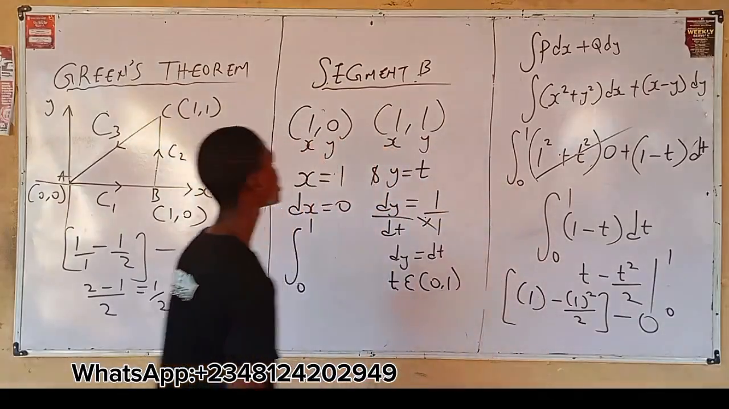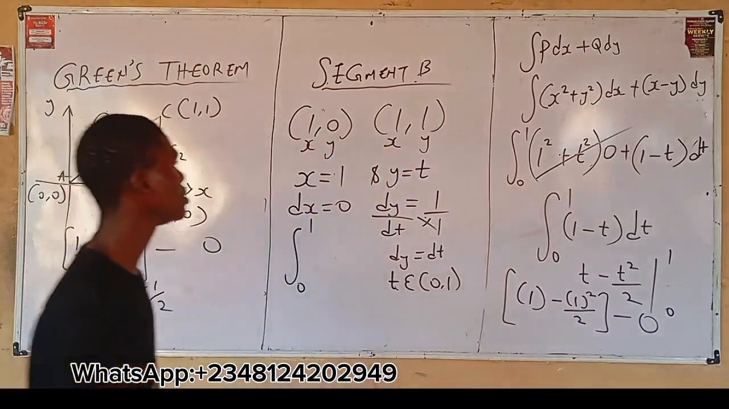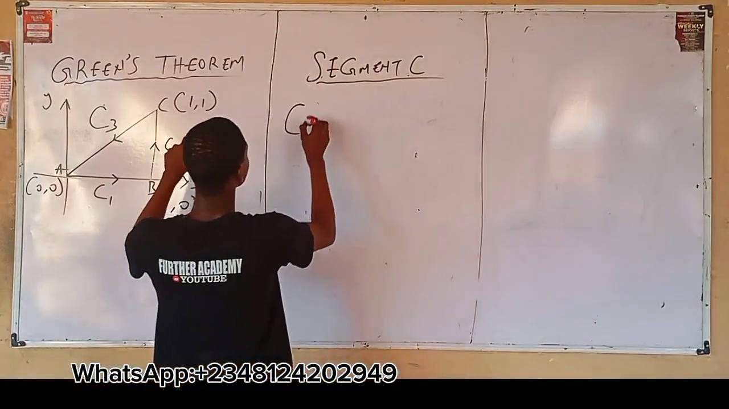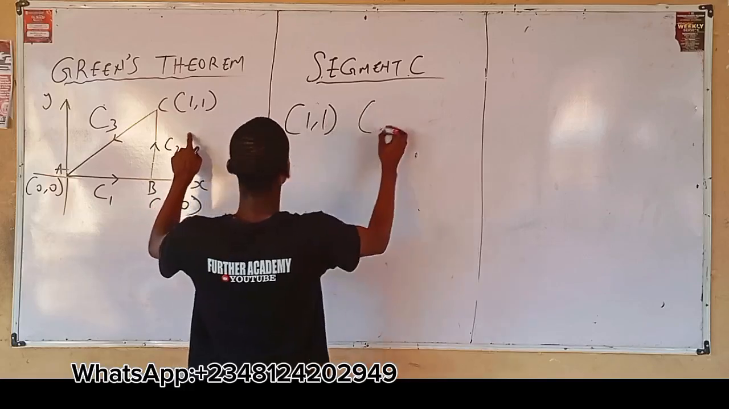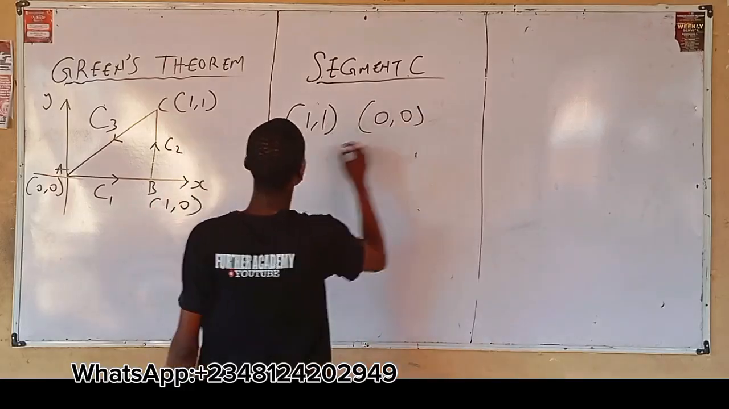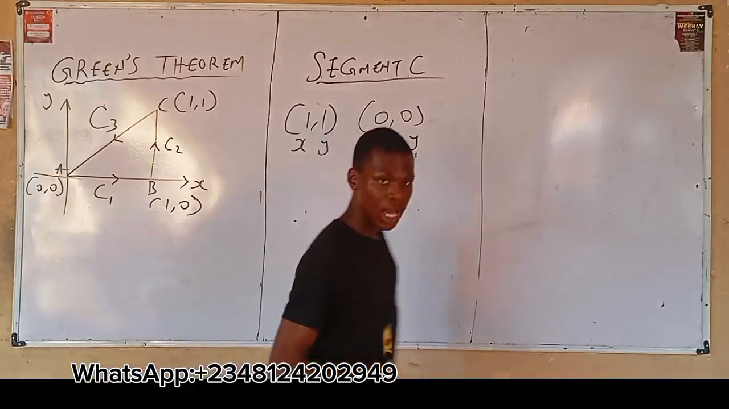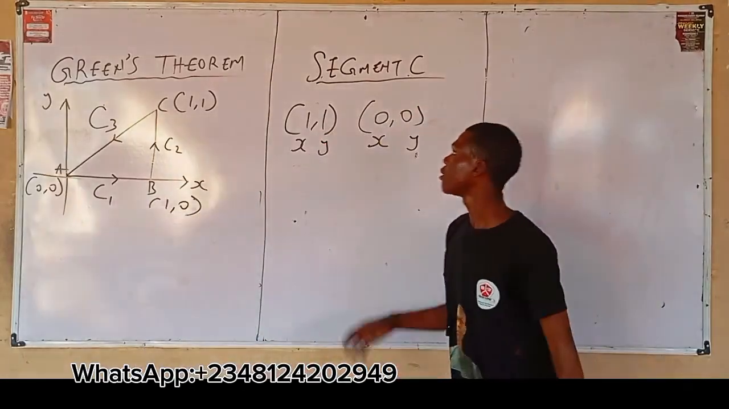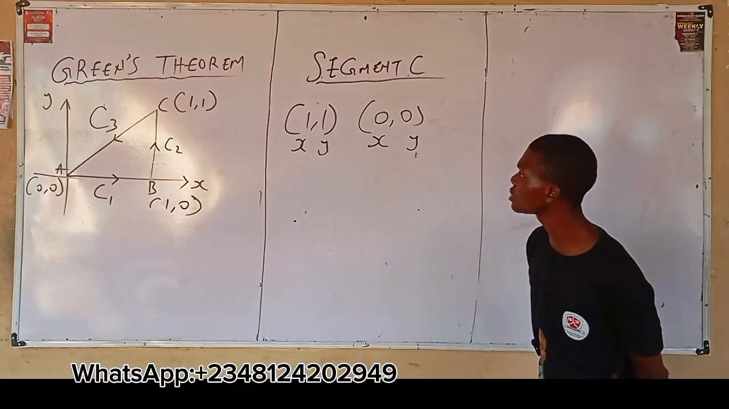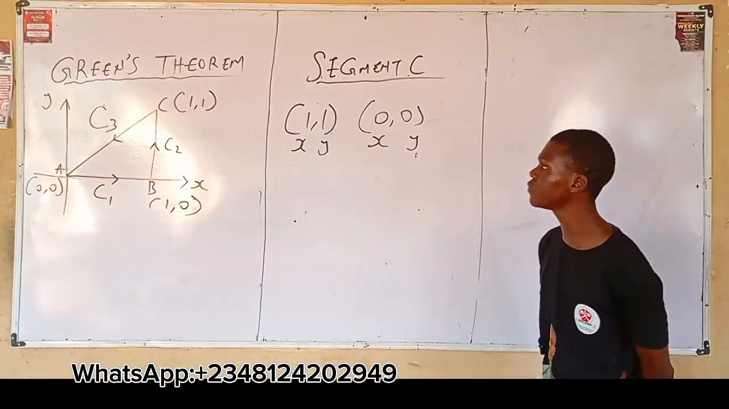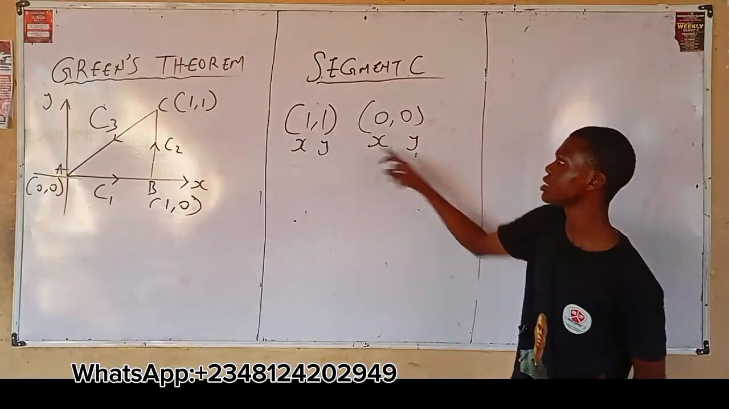Alright, now for segment C, I'm moving from 1, 1 to 0, 0. My coordinate is going in this manner, 1, 1, then 0, 0, meaning this is x, this is y. Now, applying the same idea, you observe that for segment C, both x and y coordinates are changing, meaning they are non-fixed. x is changing, y is changing.